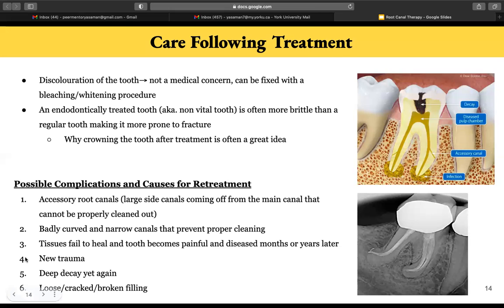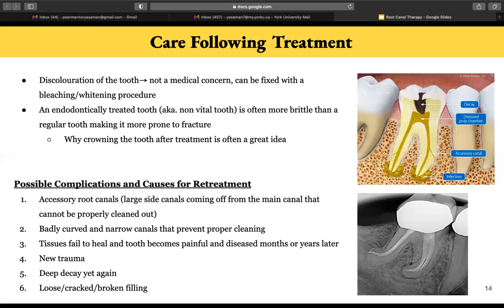The third problem is that tissues fail to heal and the tooth becomes painful. That's a possibility. It could become diseased months or even years after the procedure has taken place. That's something the dentist should always be discussing with the patient, especially those who are more at risk of this happening, so they're aware.